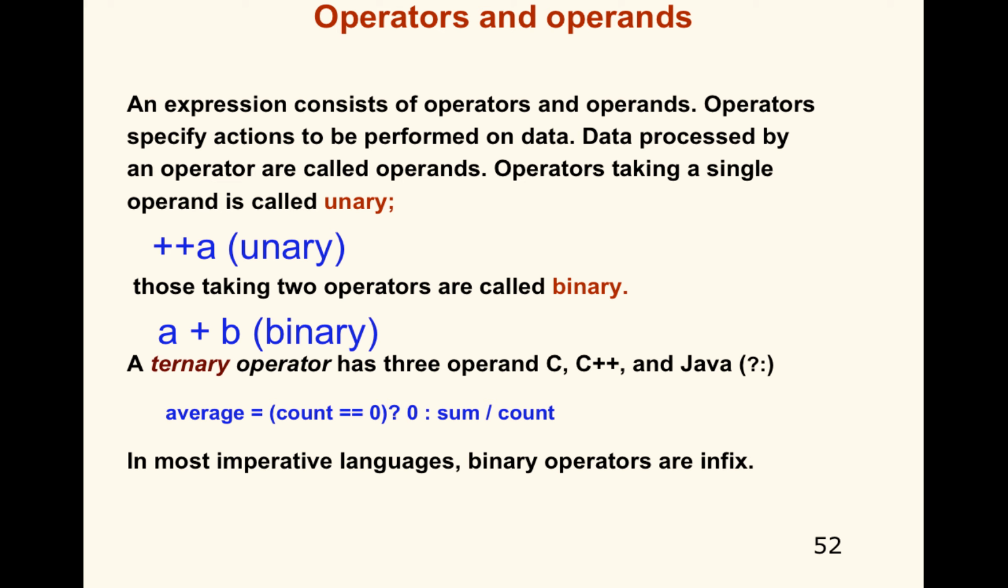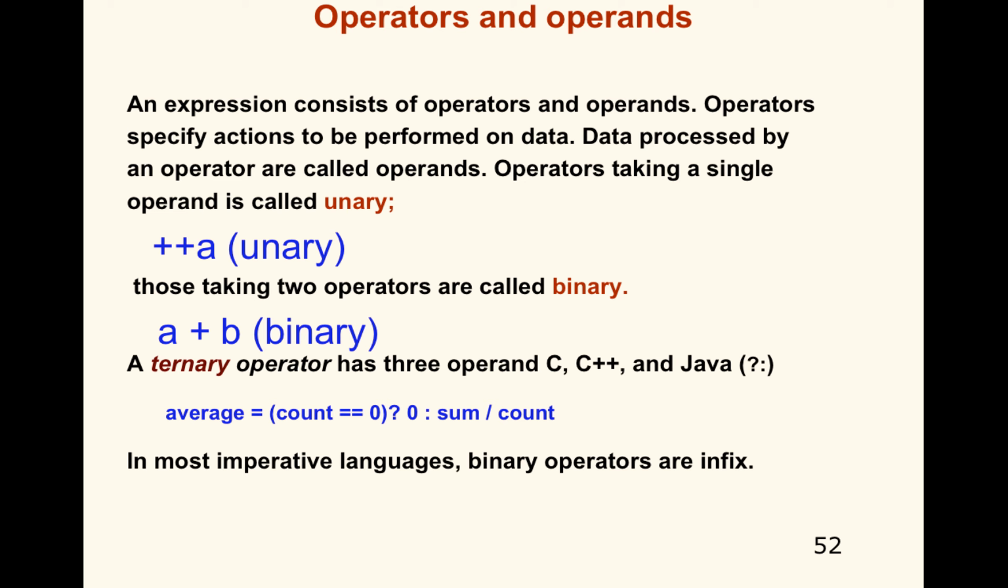So when it comes to operators and the operands, the expression consists of both the operator and the operands. The operators specify the actions to be performed on the data. The data processed by the operator are called the operands. And the operators taking a single operand is called a unary operator, for example, plus A. Then we have the binary one, A plus B, 2 of them, or we can do 3 of them, or we can support as many as we want.